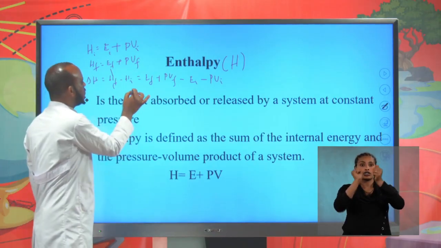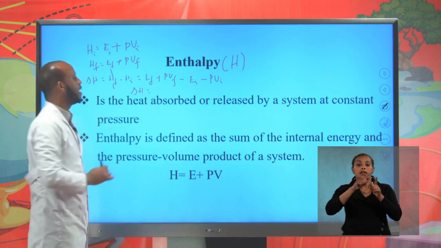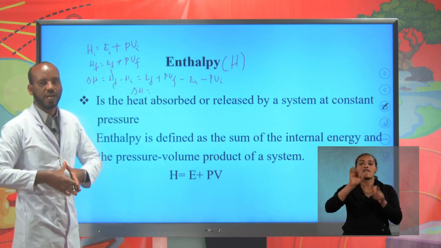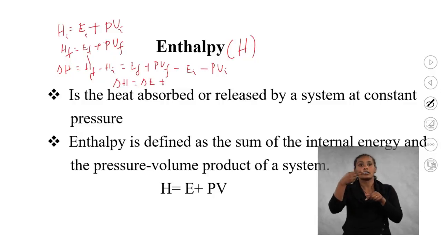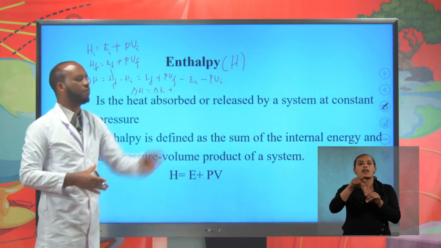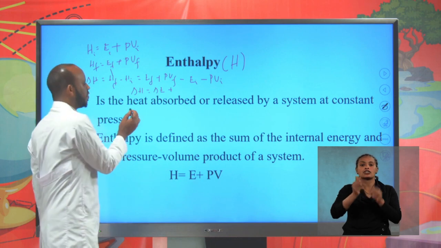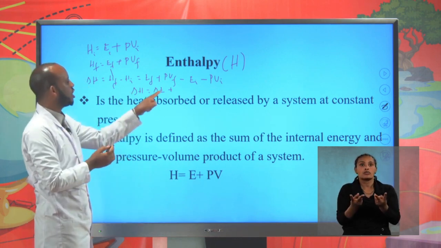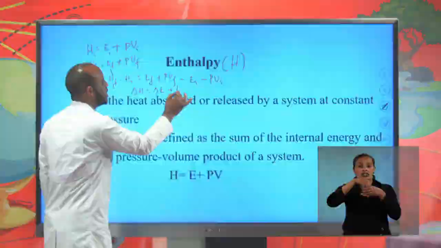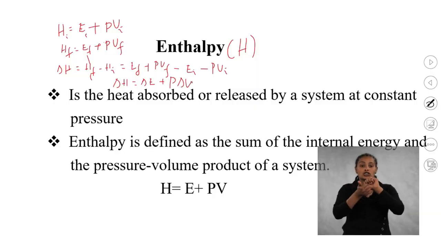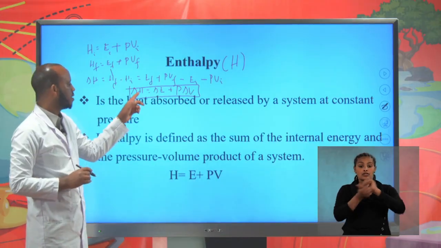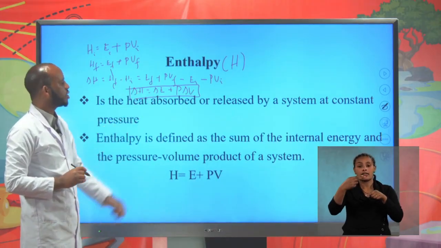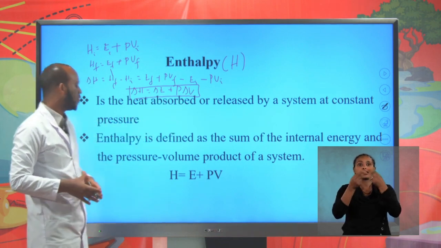Now the change in enthalpy delta H equals E final minus E initial, which is change in internal energy delta E, plus, you can factor out pressure because pressure is constant, P times V final minus V initial, which is change in volume. Therefore, the change in enthalpy delta H equals change in internal energy plus P times change in volume.